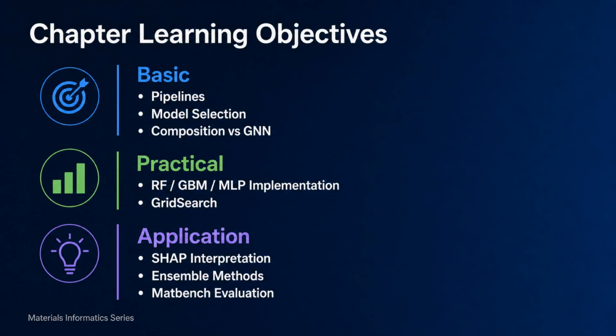By the end of this chapter, you'll understand scikit-learn pipelines, model selection criteria, and the comparison between composition-based and GNN performance. You'll gain practical skills in implementing random forest, gradient boosting, and neural networks with hyperparameter optimization. You'll also master SHAP interpretation and ensemble methods for the best predictions.